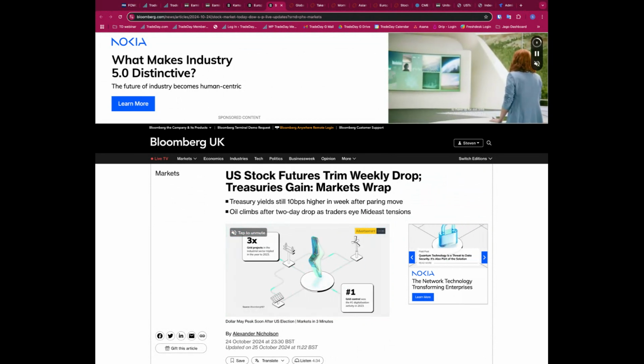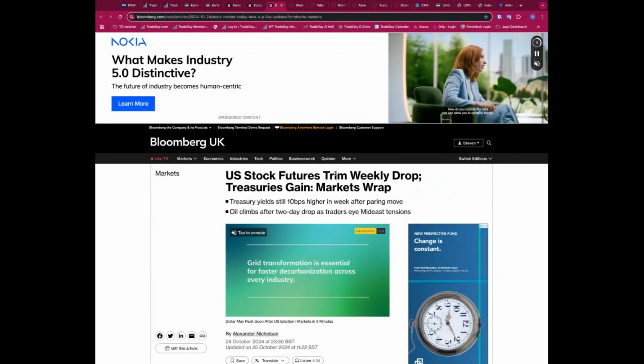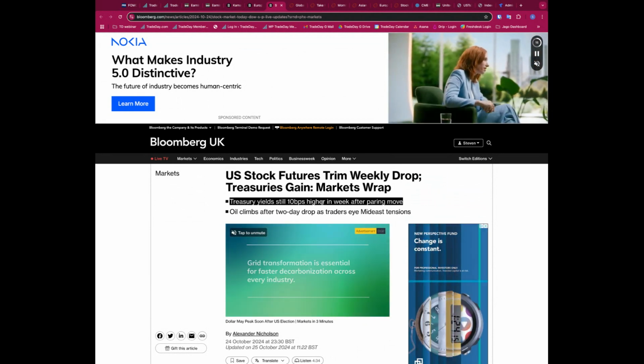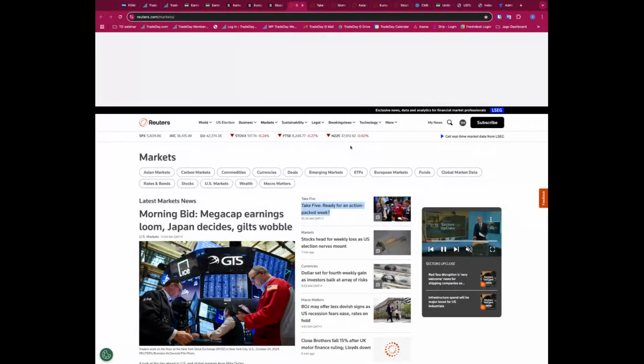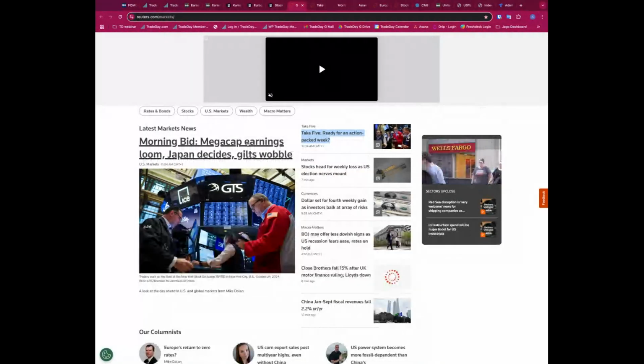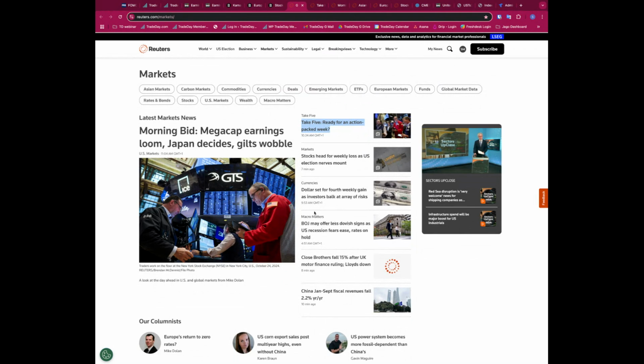We dropped on Wednesday, rebounded yesterday, slightly more positive running into today in here, and treasury yields 10% higher in the week, but they are moving back to slightly lower yields in here. We've been tracking those treasury yields going higher. And the other thing, look, morning bid. So this is for today from Reuters, right? They're talking about mega cap earnings loom. So they're already looking to next week. Japan decides. That's again looking into next week.